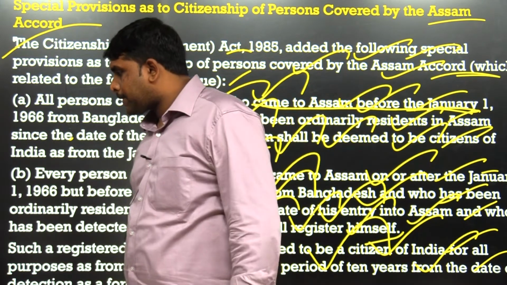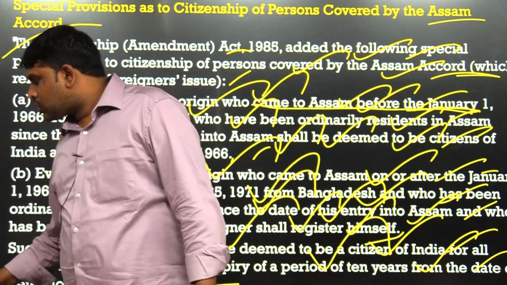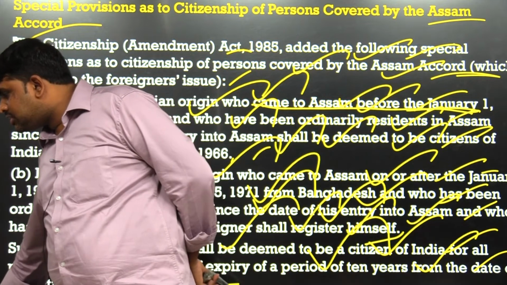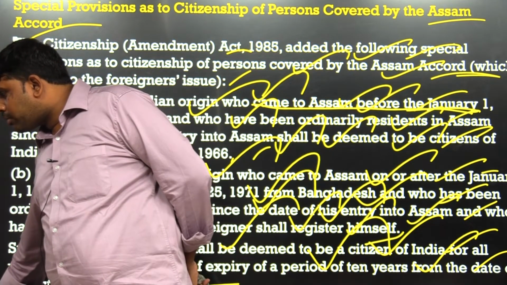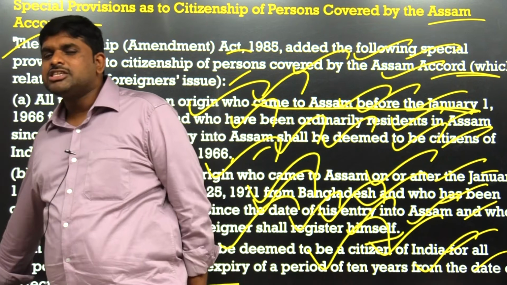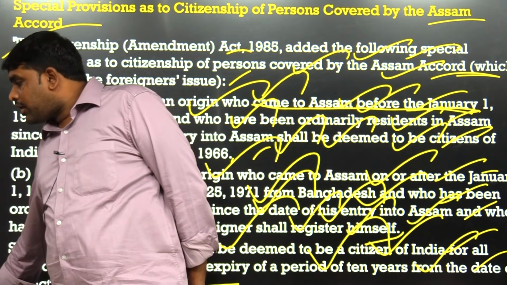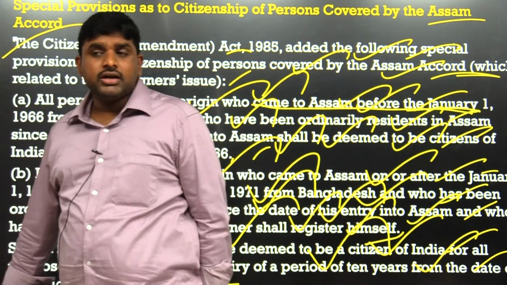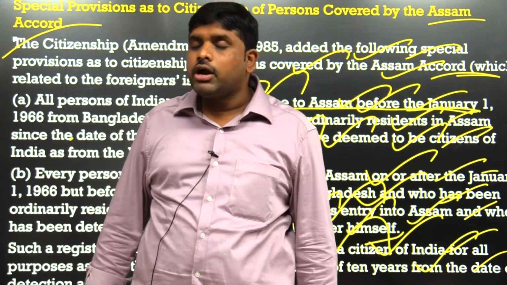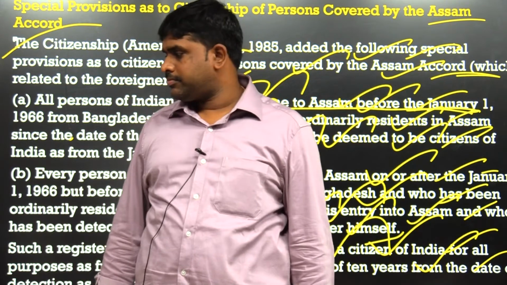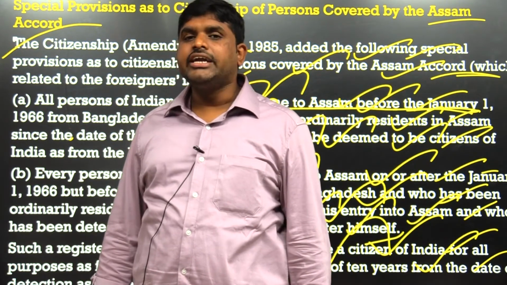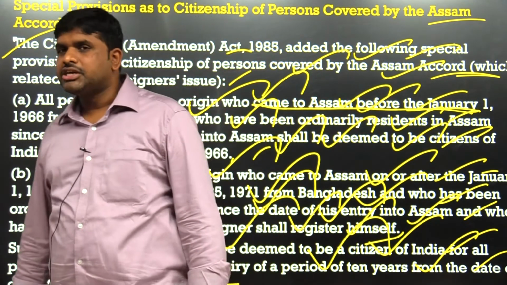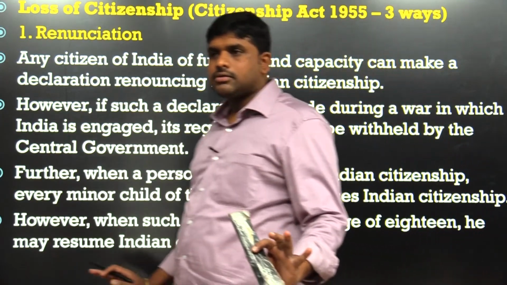Everyone got it? Sir, the Constitution doesn't permit dual citizenship. But the original Citizenship Act provided Commonwealth citizenship, which was finally repealed. At that time, they told that Commonwealth citizenship is not citizenship. It is just an identity. They mentioned it. Got it?